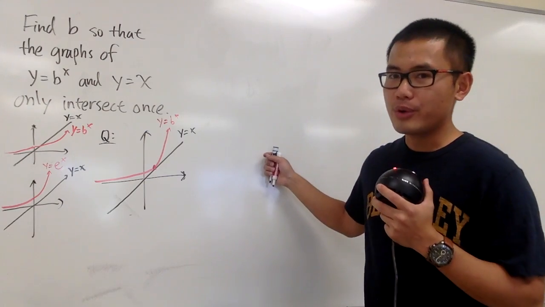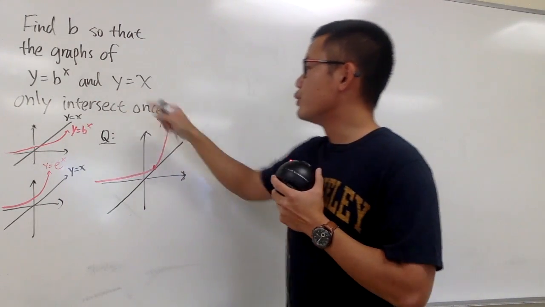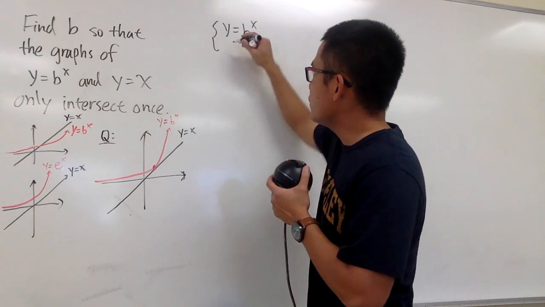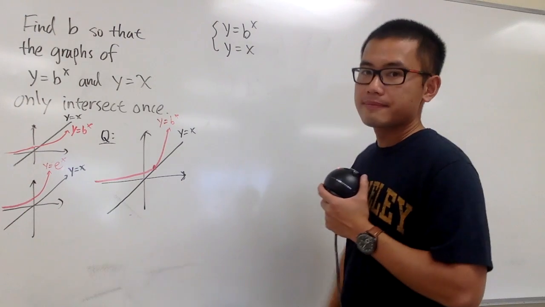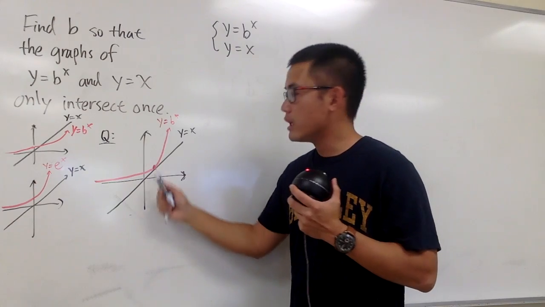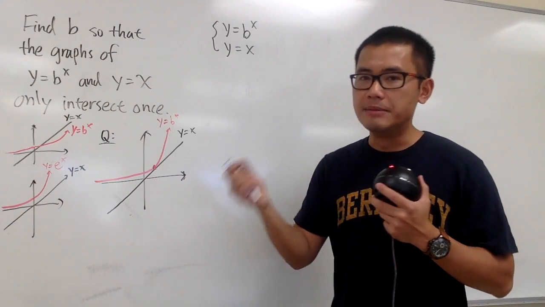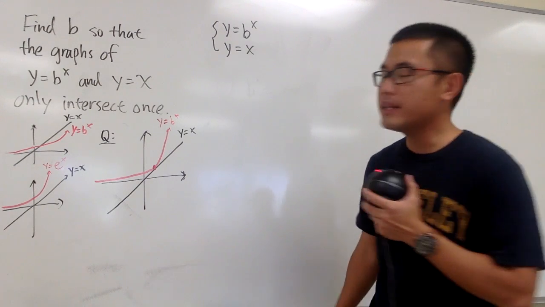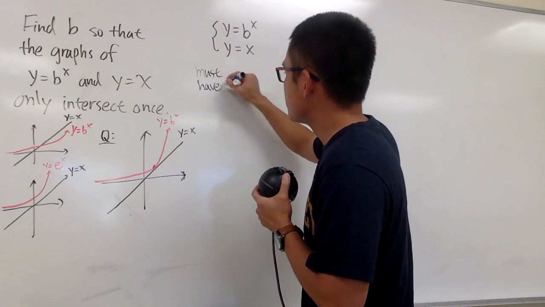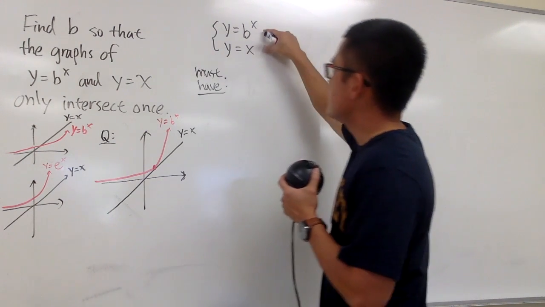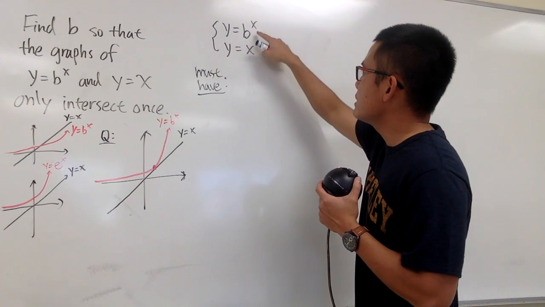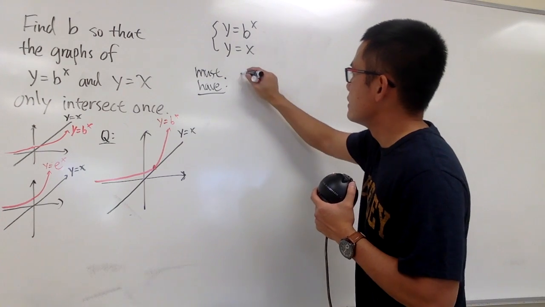Okay, so this is how I'm going to show you. First of all, we are considering these two graphs. Let me put them down right here. The first one is y is equal to b to the x. The second one is y is equal to x. In order for them to intercept each other, at this point they must have the same x and the same y value, the same point of intersection. So we must have these two together. In the sense that, this is y, so we must have b to the x equals x. Let me just write this down.